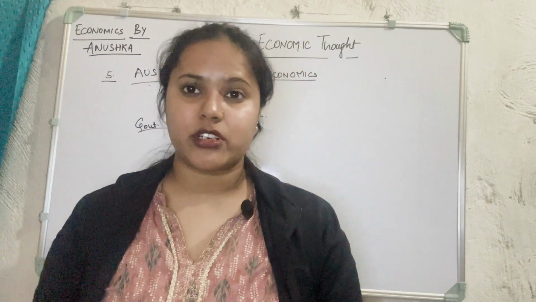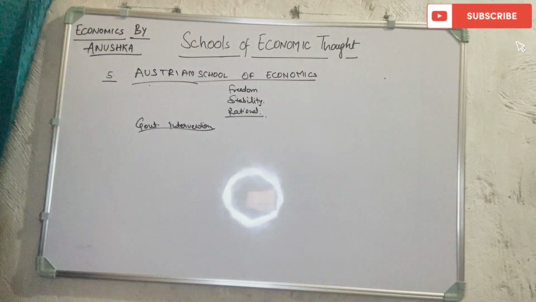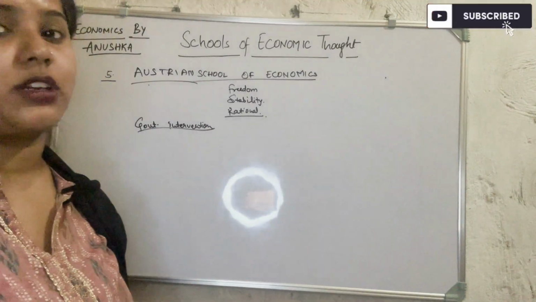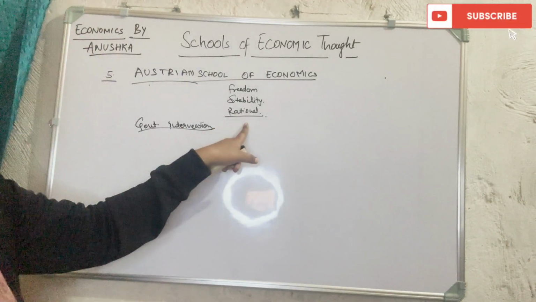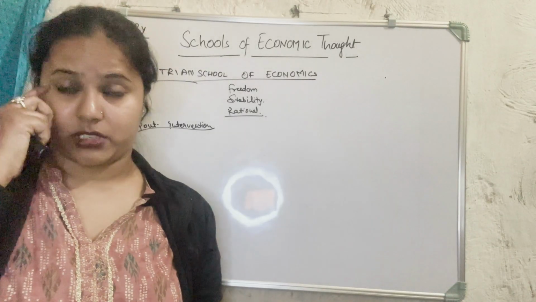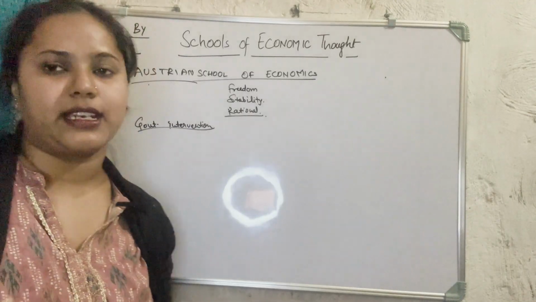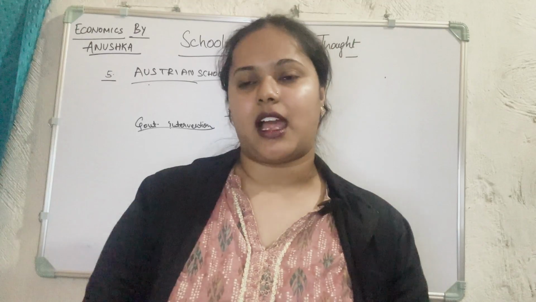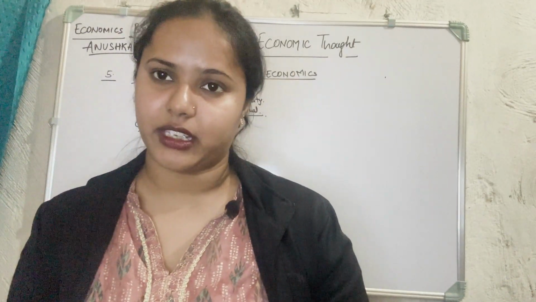So the next school of economic thought that we would study today is the Austrian school of economic thought. The Austrians believe that freedom, stability, and rationality are present in every human. People want to be able to make their decisions based on their rationality, and people want stability and freedom. They were opposers of government intervention. They said government should intervene less in the market, in the business of a common man, and let them do their work, let them earn their food, and not intervene in the market.